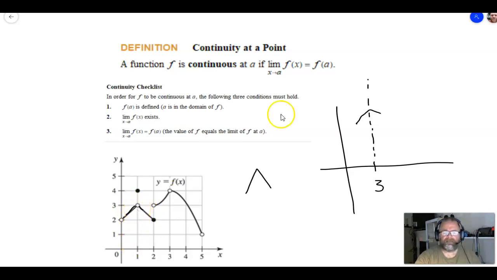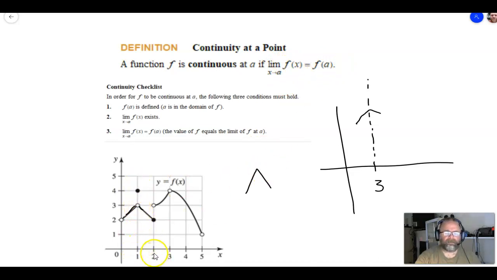And the reason it isn't, because of this checklist here, is because the limit as x approaches 1 is equal to 3, but the function evaluated at 1 is equal to 4, and 3 is not equal to 4. That is why it is not continuous.